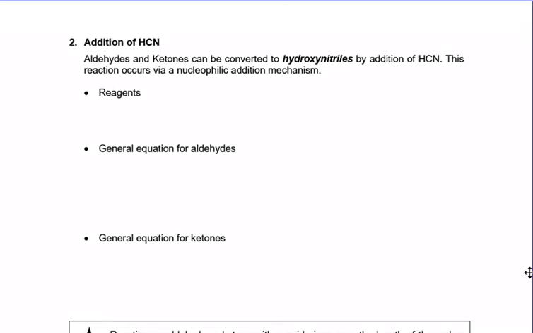In this second video of nucleophilic addition, we're going to look at the addition of HCN across the double bond in an aldehyde and a ketone. This is a way that you can convert aldehydes and ketones to hydroxynitriles. Now, hydroxynitriles have an OH group, that's our hydroxy part, and a nitrile, which is at the end of the chain. There's a C with a triple bond N.